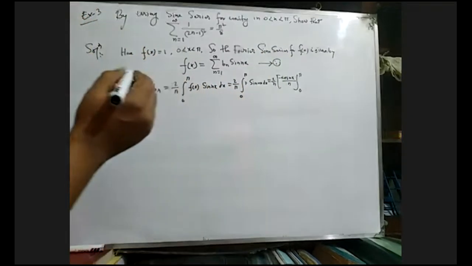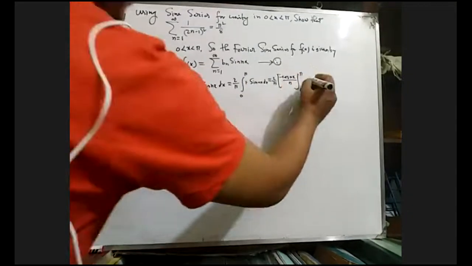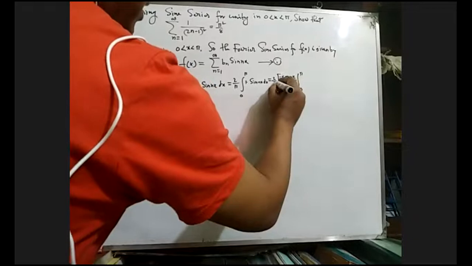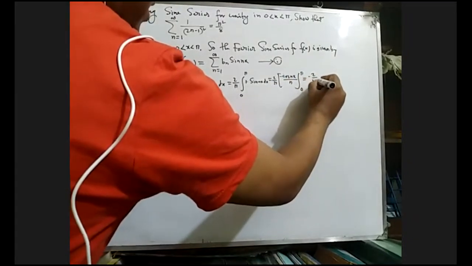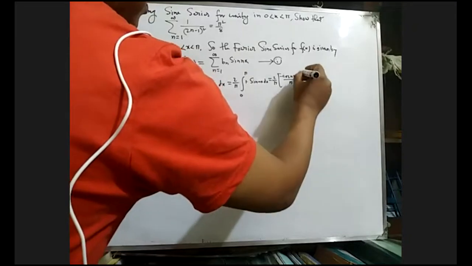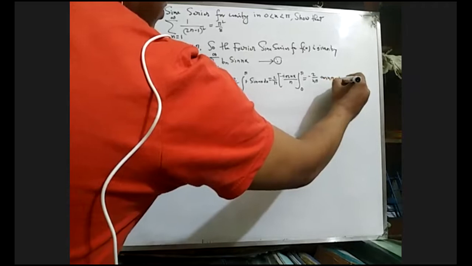So now putting the upper limit and lower limit, we get, this is the pi, this equals minus 2 by n pi, cos n pi minus 1.